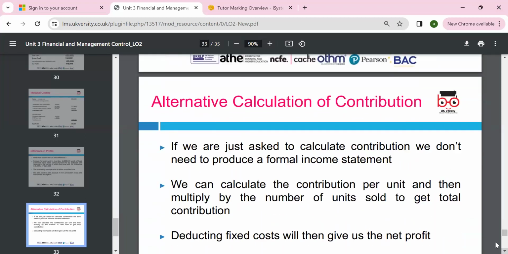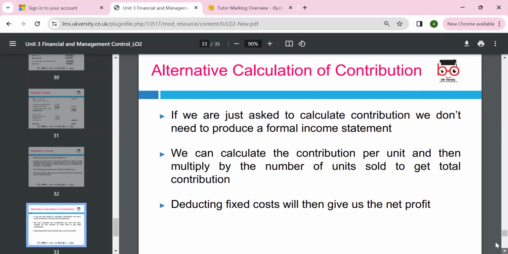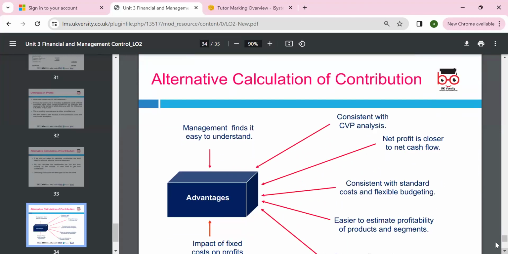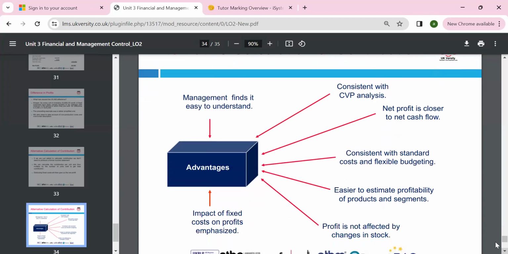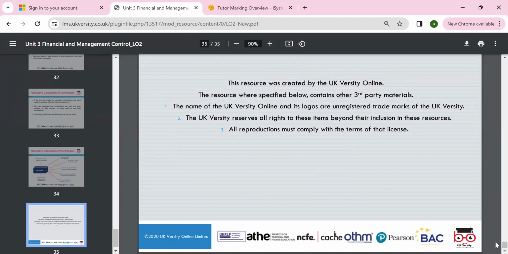Alternatively, we are just asked to calculate the contribution, and we don't need to produce the formal income statement. Contribution is the difference between selling price and variable costs. So sale price minus variable cost equals contribution, and then times the number of units you're selling, you can find it. Advantages: yes, we can do CVP, cost volume profit analysis, net profit is consistent with the standard, and it is easier to estimate the cost and for management. That's all we discussed in today's lesson, which was heavily focused on looking at the contribution, the cost and the costing, and this has a huge impact on the business.